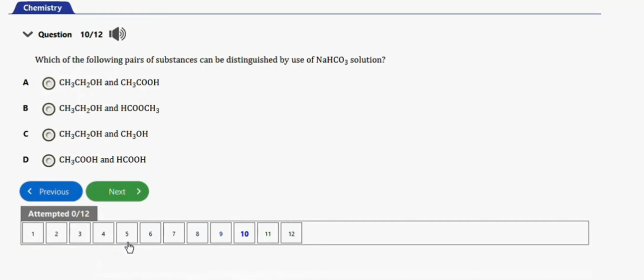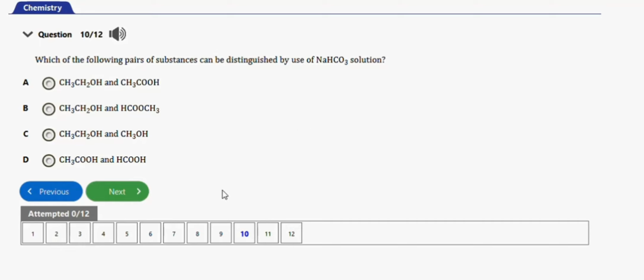Next question will be this one. It says, which of the following pairs of substances can be distinguished by use of sodium hydrogen trioxocarbonate(IV) solution? So the pairs of substances that can be distinguished will be the one that has an alkanoic acid and an alkanol, which is option A. Alright, so these pairs of substances can be distinguished by use of sodium hydrogen trioxocarbonate(IV). So option A is the right answer to this question.